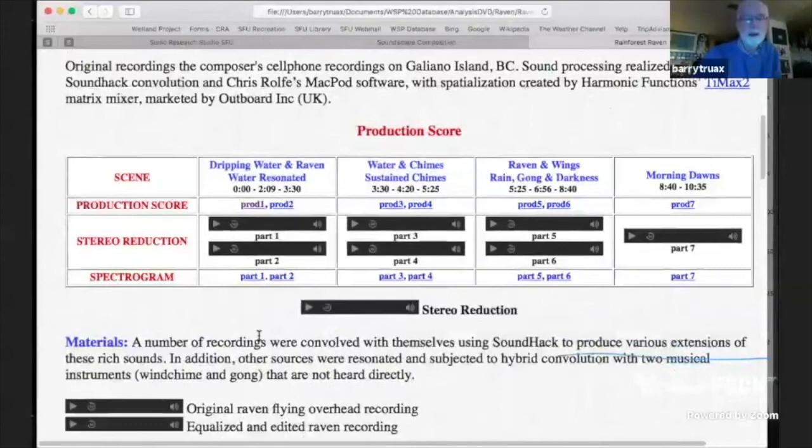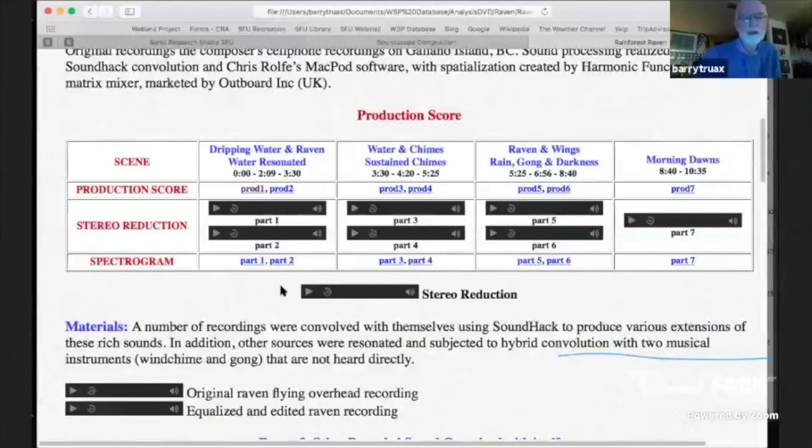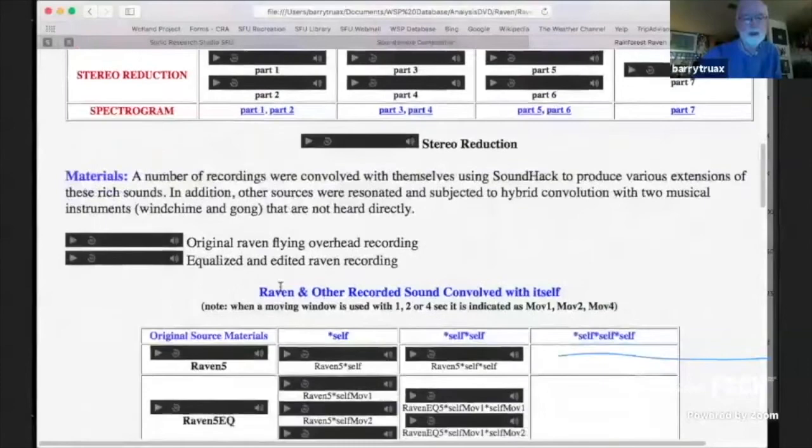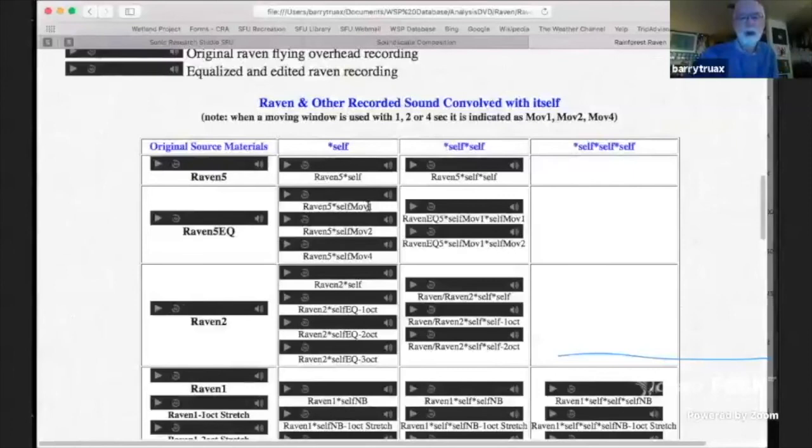So all of this is outlined here in terms of the techniques. Mainly, it's just convolved with itself. You can also, by the way, use what's called a moving window, where something like the raven, for instance, here is the equalized version of it. And then by doing various moving windows, you can have echoes and repeats.